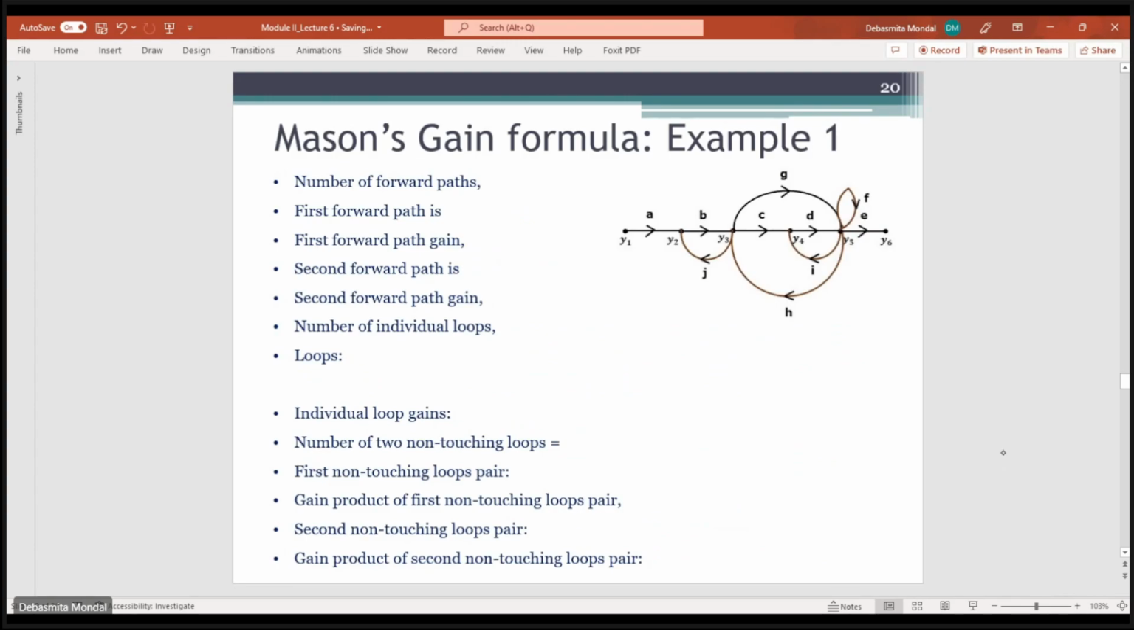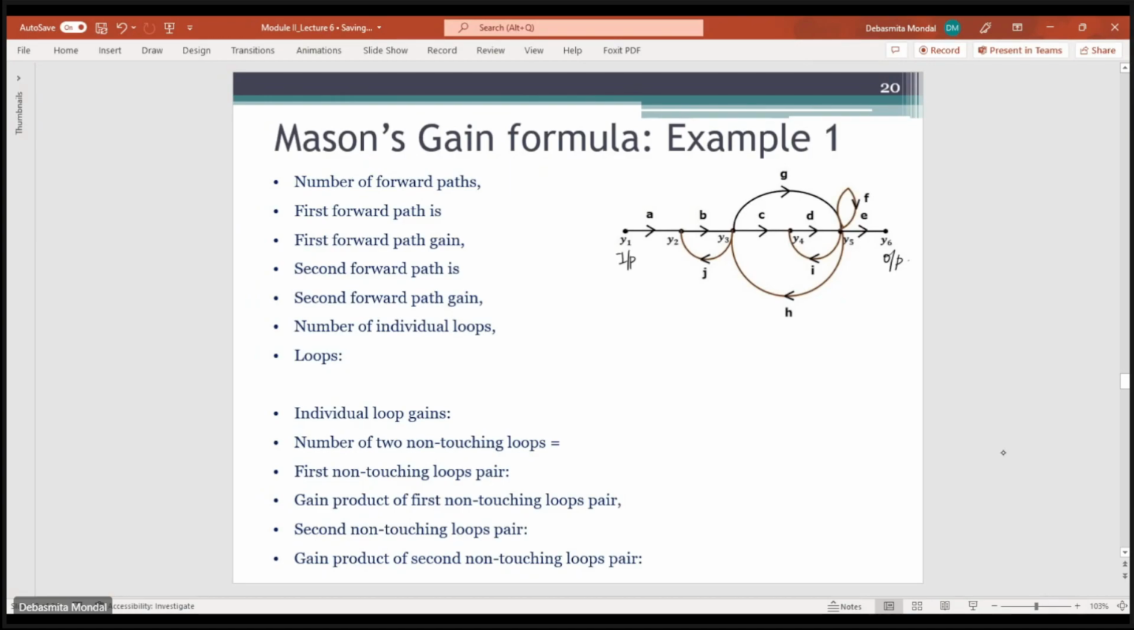So let's say that this is a signal flow graph which has been provided to you. Fine. So y1 is my input node and y6 is my output node. What I want here is to find the overall gain of the system, so y6 by y1, output by input. So the first step is to find out how many forward paths are there in this signal flow graph.